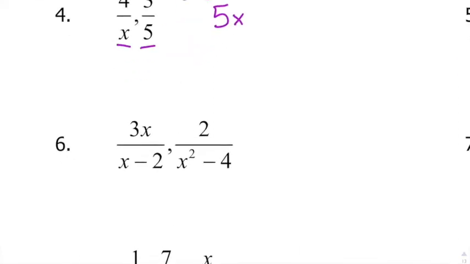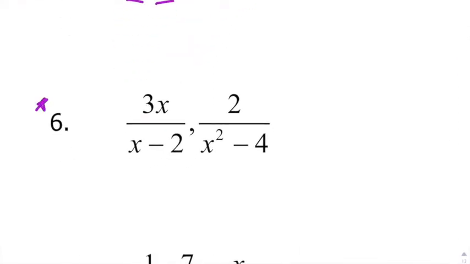Okay, next one here. This one's kind of a special one here. With these, typically you'll want to factor as much as you can. So that x squared minus 4, we can actually factor that. That's a difference of squares. So I'm going to go ahead and just factor that real quick. You can write that as x minus 2 and x plus 2.